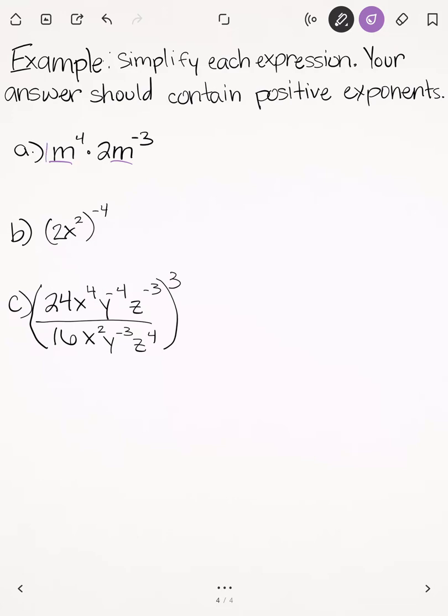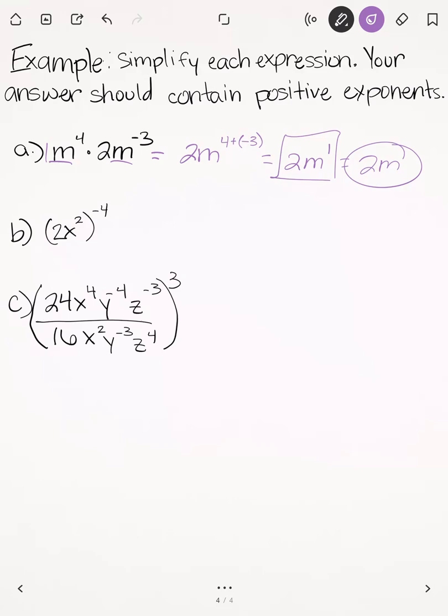As far as numbers go, I multiply them like normal. Nothing's changing. Our basics never change. So I have 1 times 2, I get 2. I have m to the 4th times m to the negative 3rd power, so I'm going to add 4 plus negative 3. Well, 4 plus negative 3 turns out to be a positive 1. Therefore, I have no more negative exponents, so I have 2m, or I have 2m to the 1st. They are the exact same thing. It doesn't matter how you write it.